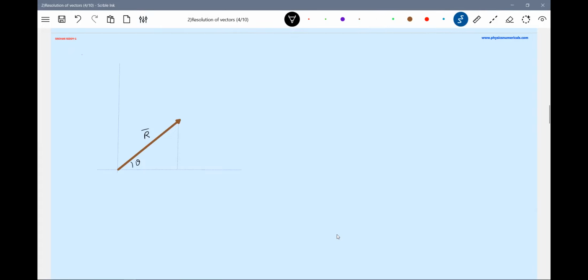So according to this triangle, this is R, this is theta. Let me call this Rx, the length, and this is Ry in this triangle. So from trigonometry, what is cos theta? Rx by R. What is sine theta? Opposite by hypotenuse, Ry by R.